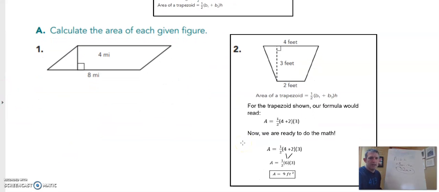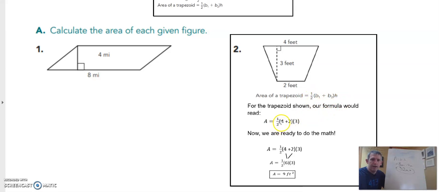Now let's look at this example problem for number 2. It kind of walks you through a little bit. This here is a trapezoid, so what we need to do is find the two bases, base 1 and base 2. Base 1 is 2 feet, and base 2 is 4 feet. So we're going to add 4 plus 2. Actually, I think they did it the other way, but it doesn't really matter. We're adding them together. 4 and 2 would make 6. And then we're going to multiply that by the height, which is 3. And then multiply that by 1/2, or divide by 2. Either way. Does that make sense?